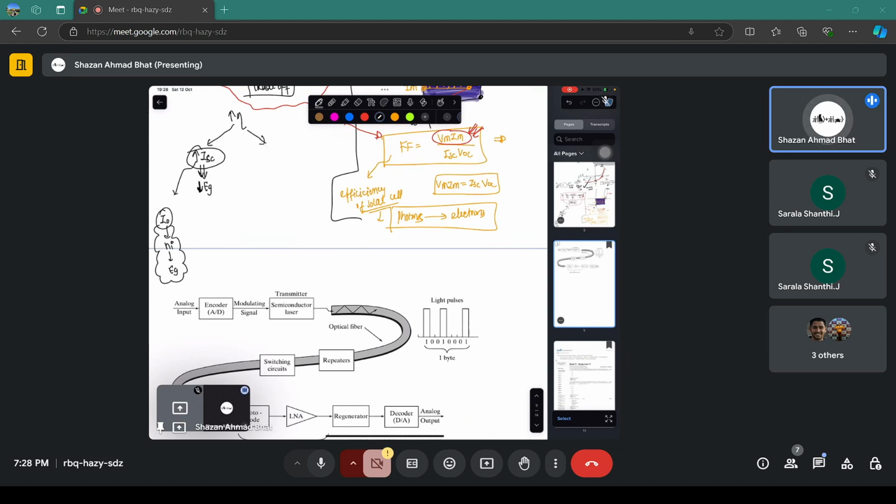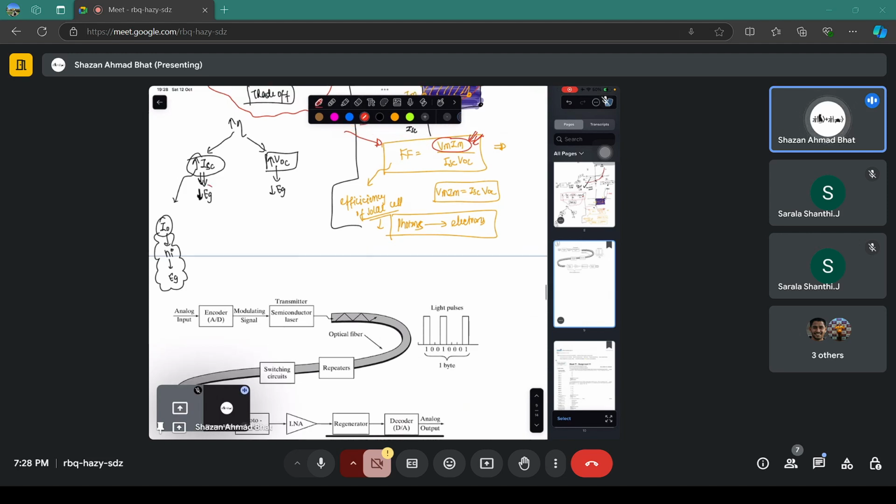And efficiency can be increased also if you increase the VOC. But for increasing the VOC, you have to reduce the band gap. Okay, but that means that there is a trade-off. If you decrease the band gap, you increase the ISC. If you decrease the band gap, you increase the VOC.